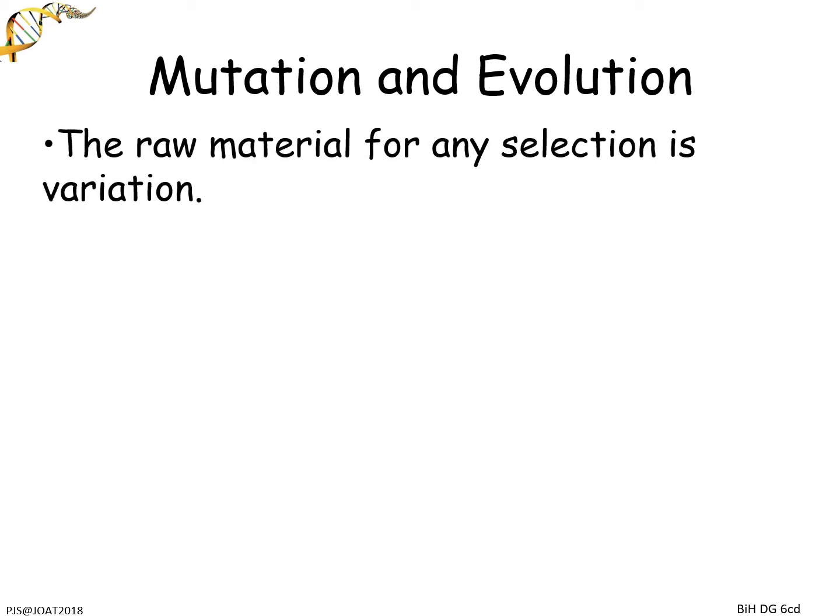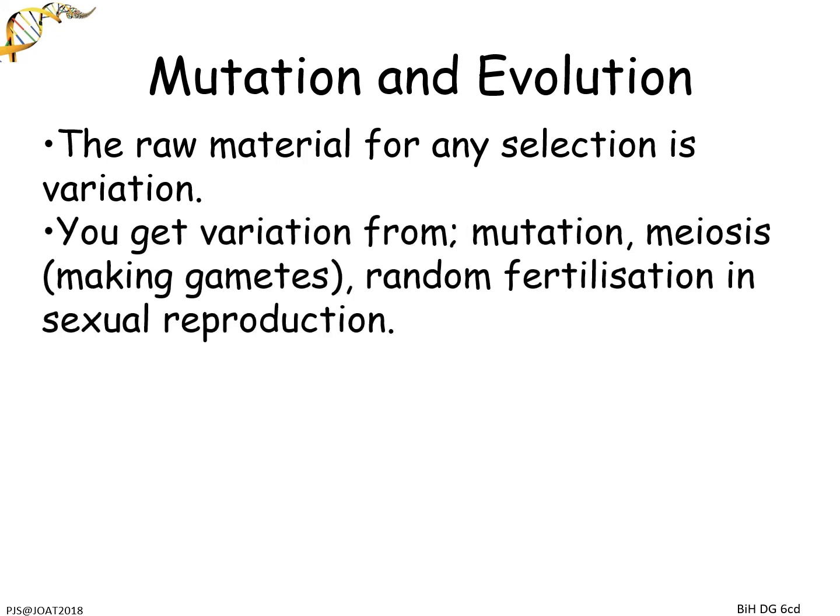But what you also have to recognize is why they are important, because mutation is the raw material. It gives you the potential for selection. We get some variation from things like meiosis, which is the process of making gametes, the fact that we have in sexual reproduction random fertilization. All of that helps to just mix about all the alleles that are already present. But if you want any new alleles, then it's from mutation.